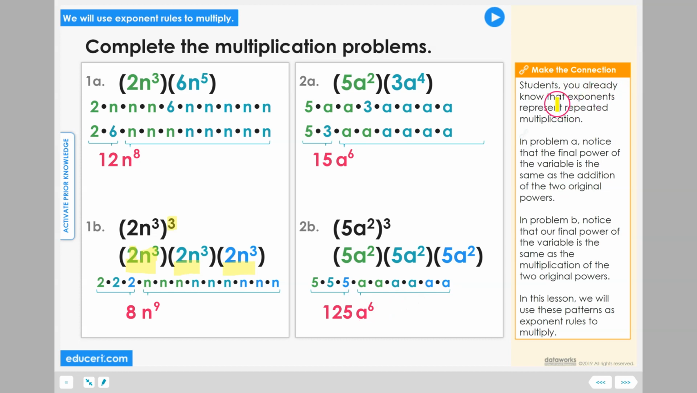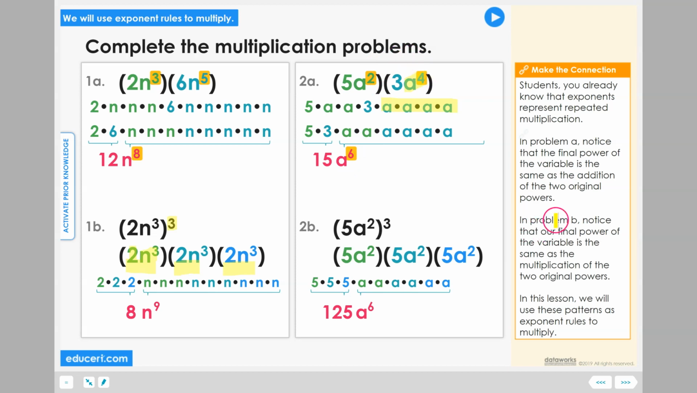Students, you already know that exponents represent repeated multiplication. In problem A, notice that the final power of the variable is the same as the addition of the two original powers. N to the 8, 8 is the same as 3 plus 5. A to the 6, 6 is the same as 2 plus 4.